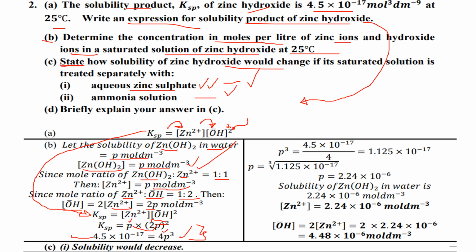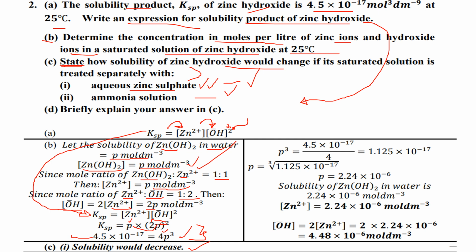You just state what is going to happen to the solubility. Do not explain. If they tell you to explain, you can go ahead and explain. But here, we are just stating. So part C, number 1, if you add zinc sulfate, since we have common ion effect, we say that the effect of common ion effect is to increase precipitation and thus decrease solubility. So you're just going to simply say that solubility is going to decrease.